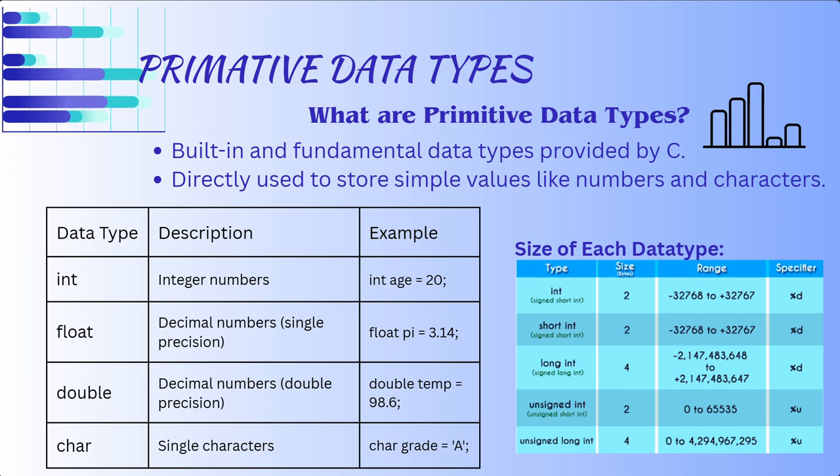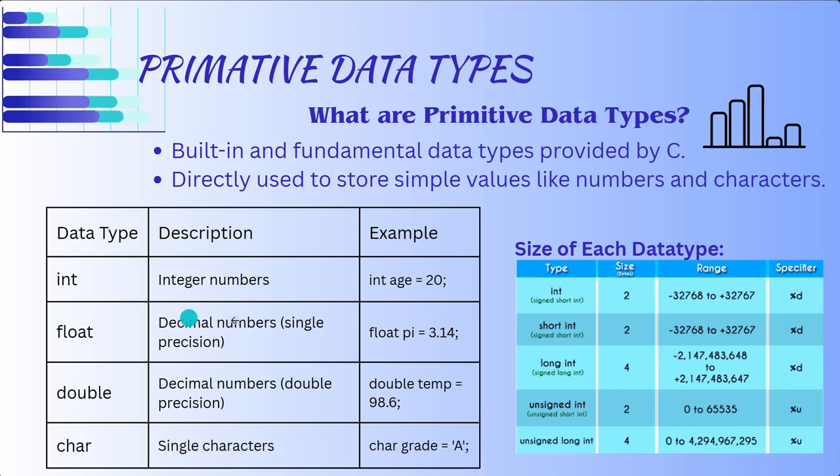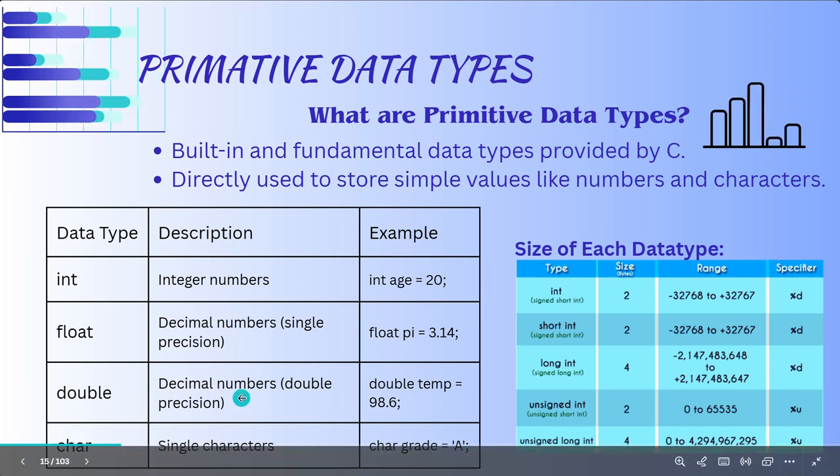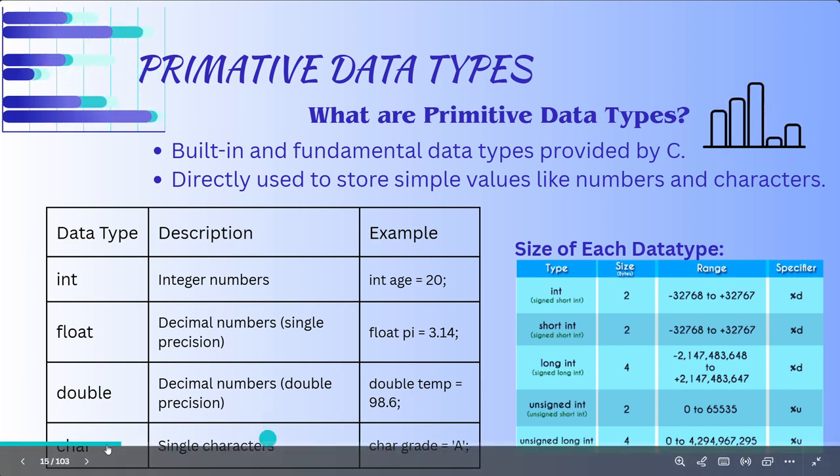When we make them ourselves, it comes under derived data types. Primitive types can be directly used to store simple values like numbers, characters, etc. They include int, float, double, and char. Int is for integers, float is for single precision decimal numbers, double is for double precision decimal numbers, and char is for single characters.